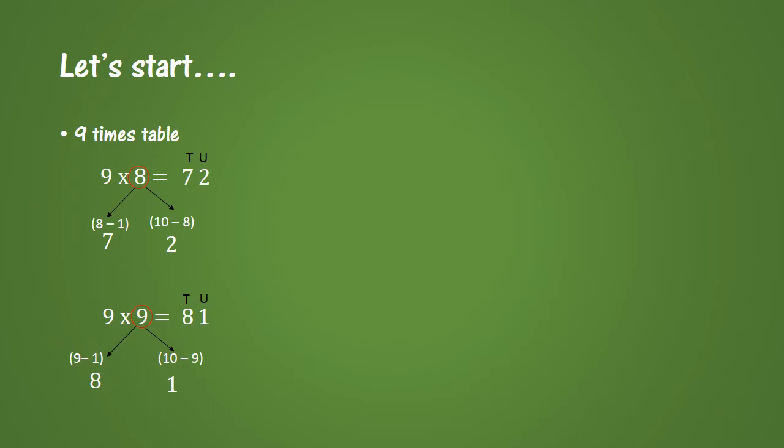So what we did for 9 times table is, for units place, we just subtracted the face value by 10, and for tens place, we just subtracted the face value by 1. So this way we can calculate 9 into 7, 9 into 6, 9 into 5 and so on. Now let's calculate 8 times table.